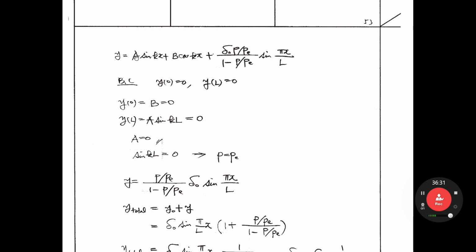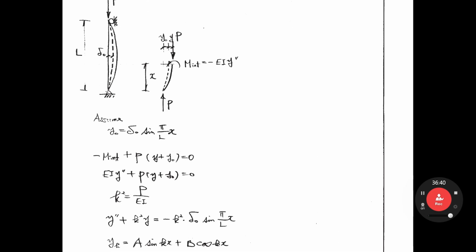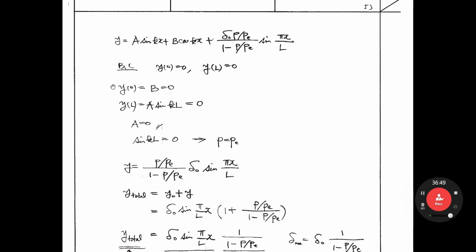Now you have two unknowns, A and B, so you need two equations. So boundary conditions: displacement at the bottom equals 0, top equals 0, right? So y(0) = 0, y(L) = 0. From this equation, B equals 0. If we input 0, then this term is deleted. y(L) equals A sine kL. Yeah, because B is 0, if we input L here, sine pi equals 0. Okay, so A sine kL equals 0. So here, A equals 0 or sine kL equals 0.